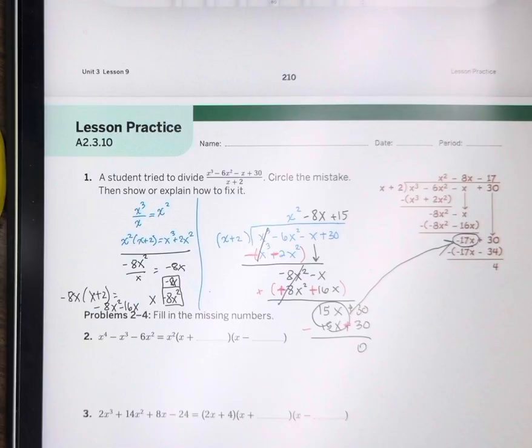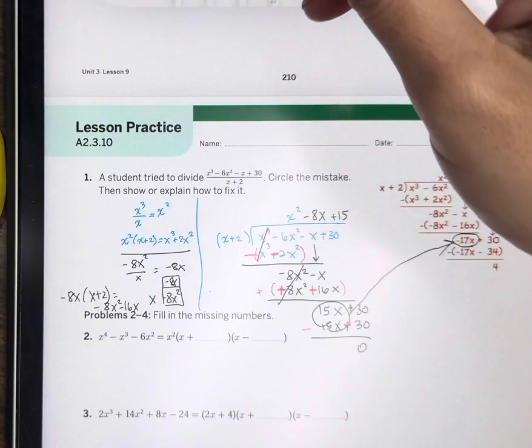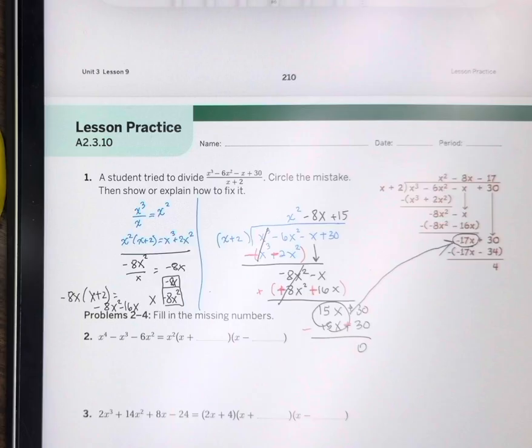Okay. All right. Now we're going to look at number 2, and that one doesn't even require any long division. Okay? No long division required here.